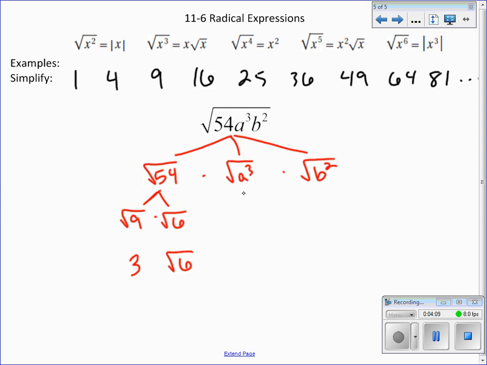Moving on to the a to the third, well, this involves variables, so we use our cheat sheet. The variable to the third power simplifies down to x square root x, but we would substitute the a in for the x. Okay, so if we wanted to combine that with our 3 square root 6, our a is going to go on the outside, and then we're going to have square root a right here.